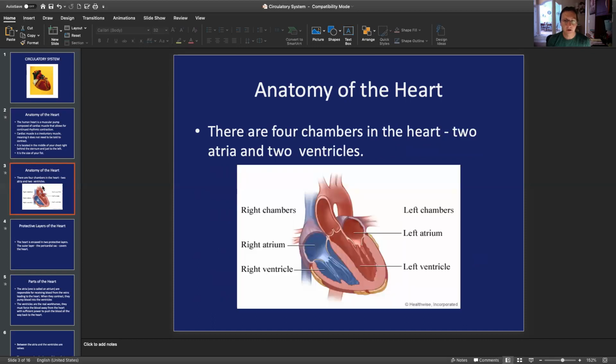And so we see here in this diagram, there are 4 chambers in the heart, 2 atria and 2 ventricles. So you see here the right chambers, the left chambers, the right atrium, the left atrium. Atrium being singular, atria being plural, of course, 2 there. So the right and the left atrium, and then the right and the left ventricle. Obviously, that is not right and left as we're looking at it right now, but from your perspective, your heart is your right and your left, kind of like that.